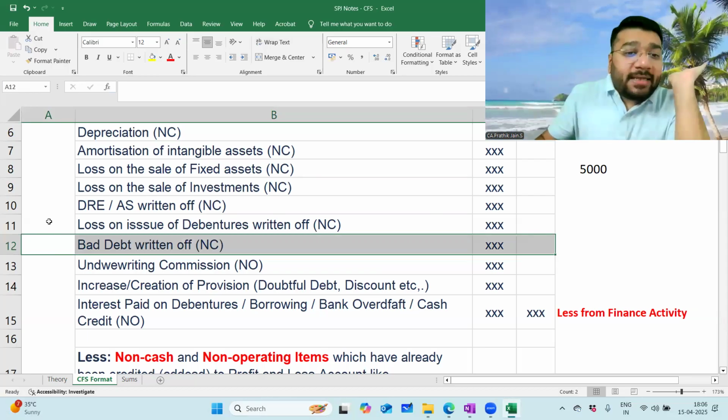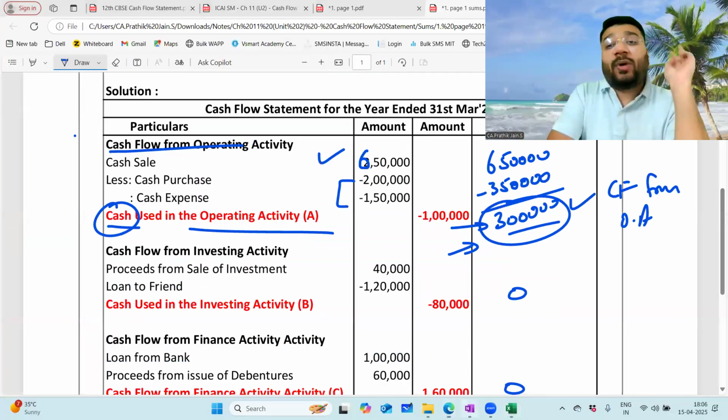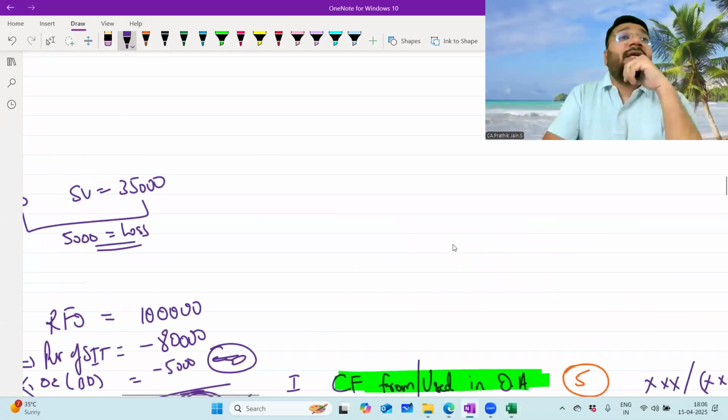Now, next is loss on issue of debenture. What is the meaning of loss on issue of debenture? We have studied this twice. One in 12th CBSE, second in CA Foundation.